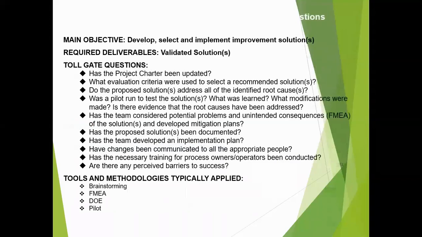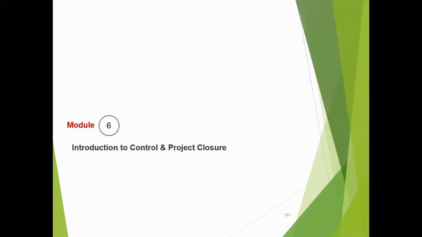And then once the pilot is done, we again validate the results from the pilot. If we identified any risks, we go ahead and mitigate those risks, put the control plans in place, and then we start implementing the solution. That's what we do in the improve phase. That comes to the end of the improve phase, and then we move on to control and project closure.